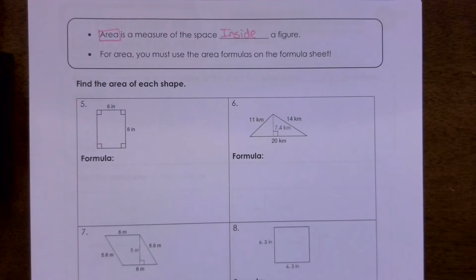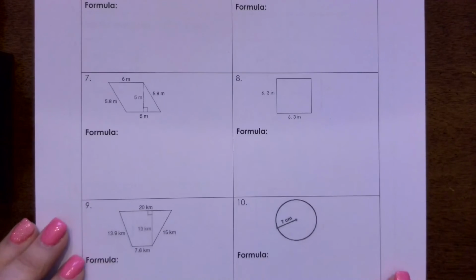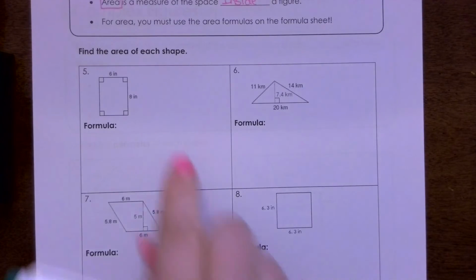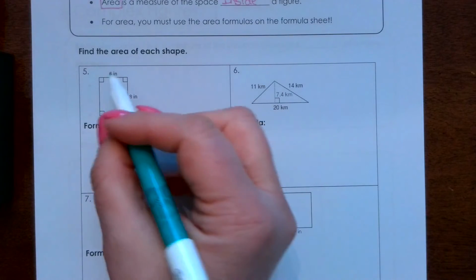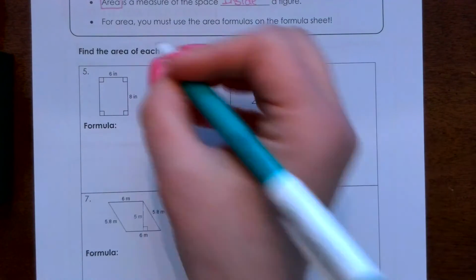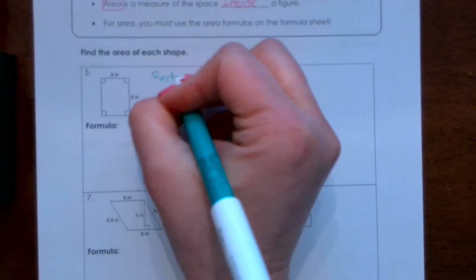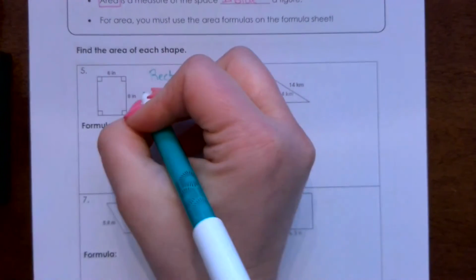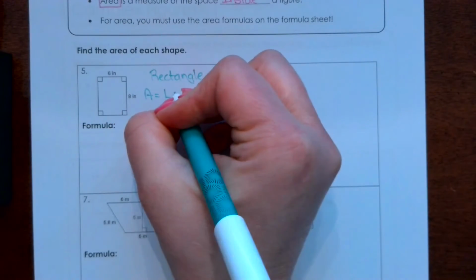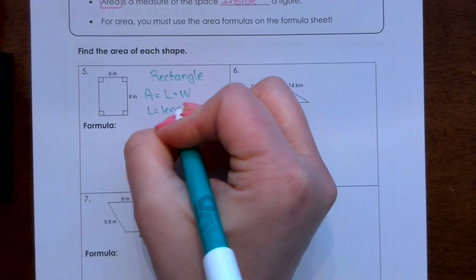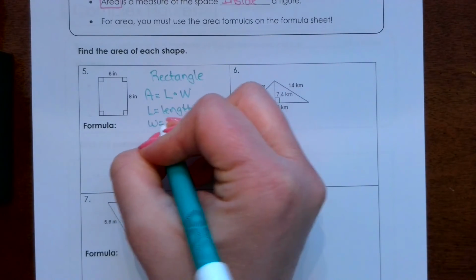So let's make sure we know on this page, in numbers 5 through 10, what the shapes are. Here I see a quadrilateral, and it is a specific quadrilateral. Looks like 4 right angles, opposite equal parallel sides. This is a rectangle. Now you can go and look on your formula sheet, and you will find that the area of a rectangle is L times W. L equals the length, and W equals the width.